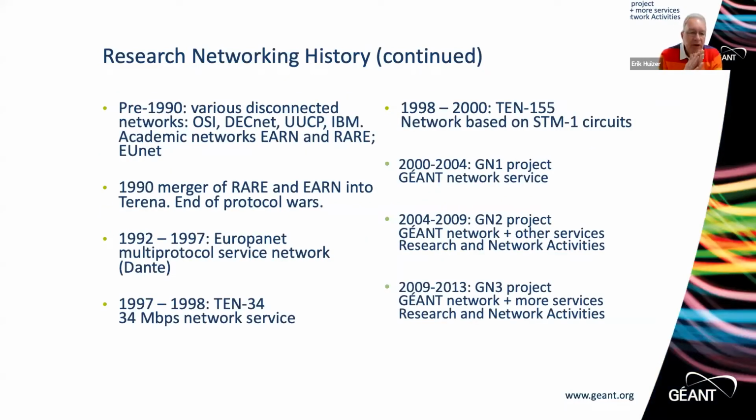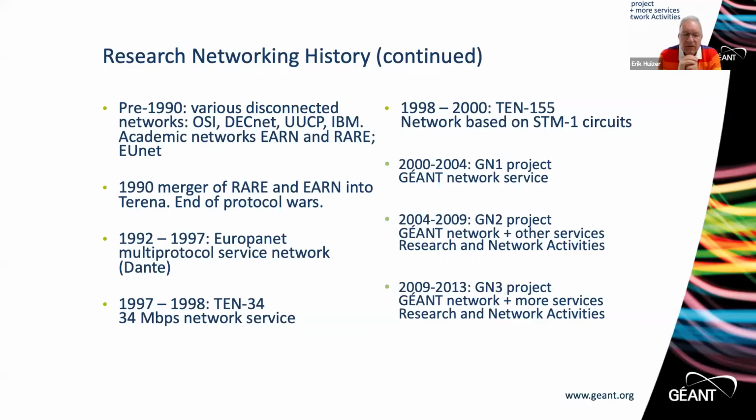So I'll speed up a little bit. Pre-1990, we had various disconnected networks based on OSI protocols, DECnet protocols, UUCP, and IBM protocols. And gradually, around that time, we saw two European initiatives pop up. One was called EARN, the European Academic Research Network, based on IBM protocols, and the other one was RARE, Réseau Associé de la Recherche Européen, which was more a mixture of protocols. And then we had, of course, the European Unix network, which was not only dedicated to research. There were other entities on there, but certainly several universities used that.